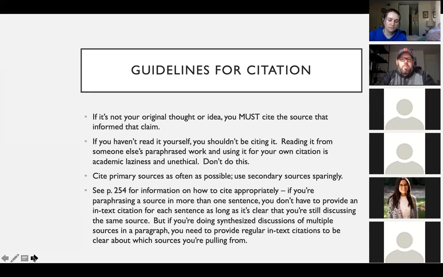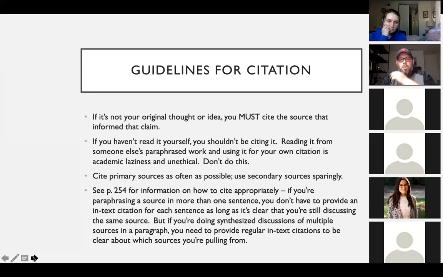Additionally, on page 254, there's some really helpful information about how to cite appropriately. If you're paraphrasing a source in more than one sentence, you don't have to provide an in-text citation for each sentence, as long as it's clear that you're still discussing the same source.